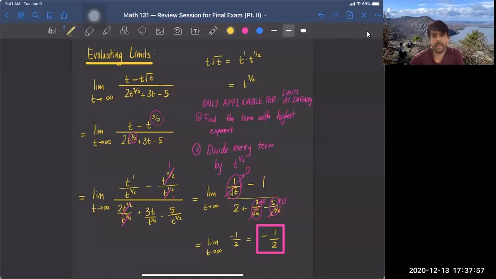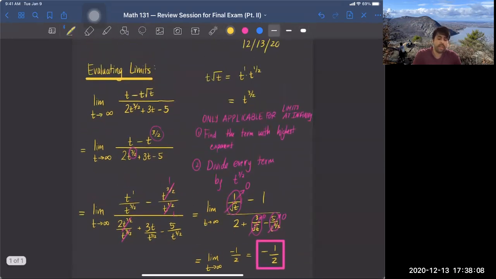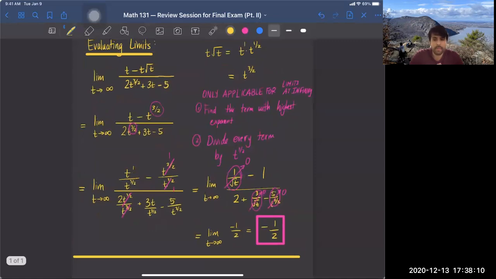No problem. Great question though. Anything else, guys? Any other questions you may have? This is the time. So we talked about evaluating limits. Is there any other topic, any other question from anything, review sheet, exam?